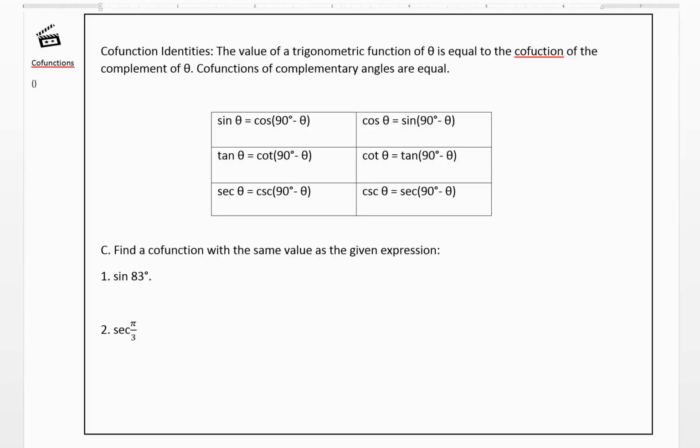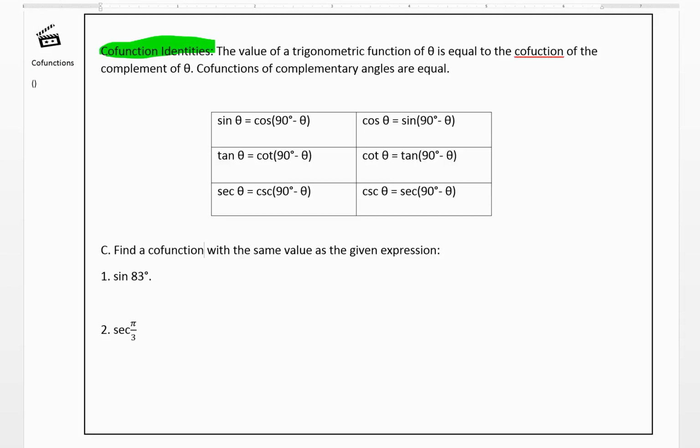Throughout the rest of this course, we'll learn about a lot of different trigonometric identities. These are equations that you can use with the trig functions that are always true no matter what angle you put into them. And this one is about cofunction identities. And this tells us that the value of a trigonometric function of theta is equal to the cofunction of the complement of theta.